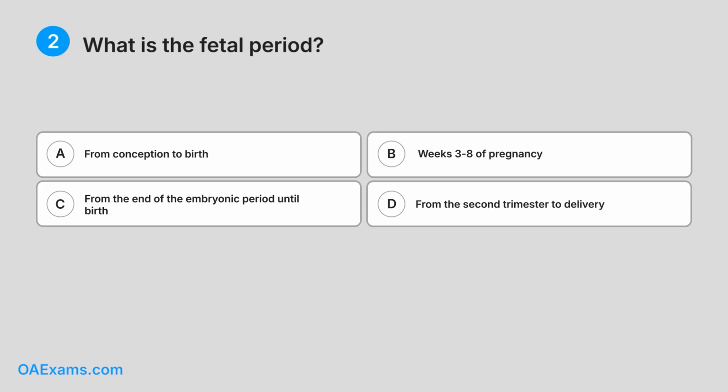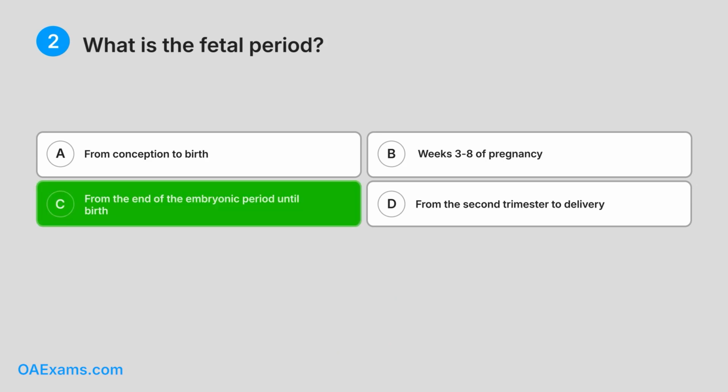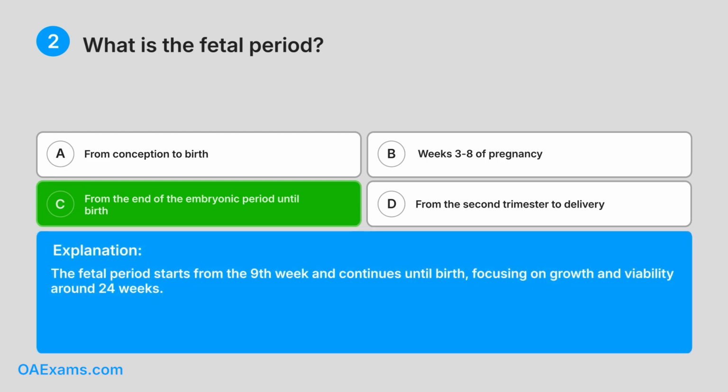Correct answer: C. From the end of the embryonic period until birth. Explanation: The fetal period starts from the 9th week and continues until birth, focusing on growth and viability around 24 weeks.